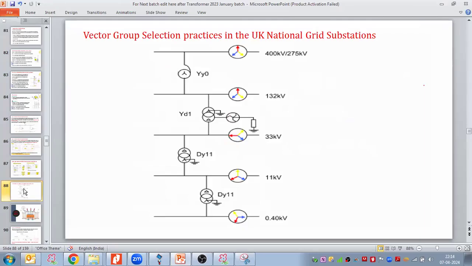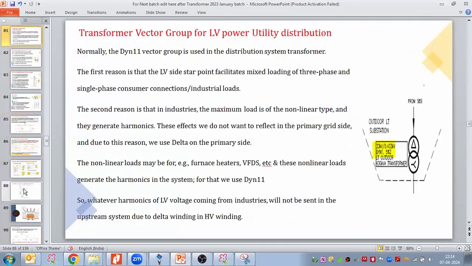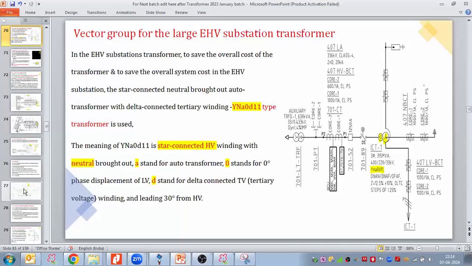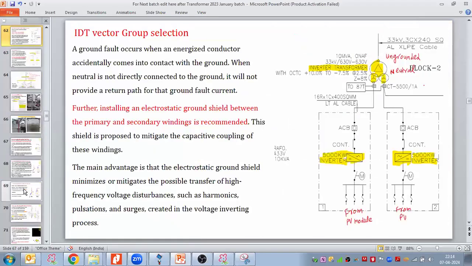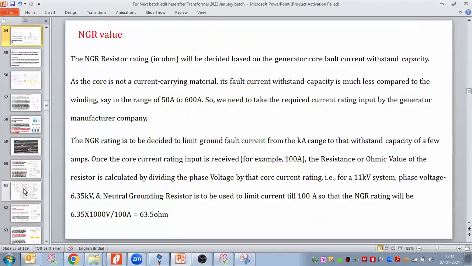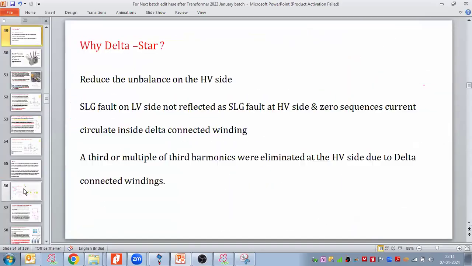Now I hope that these vector selections and this parameter are okay for all of you. Please let me know if it's okay, and we can move to the next parameter.